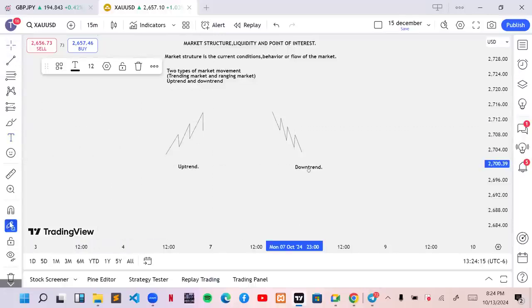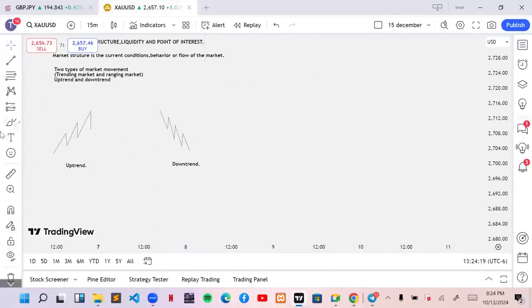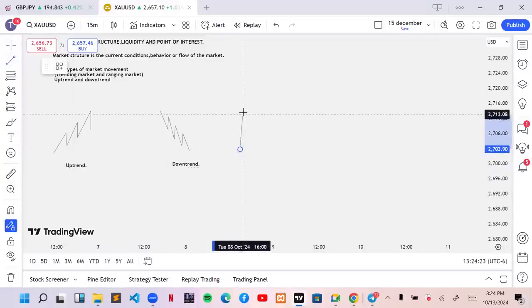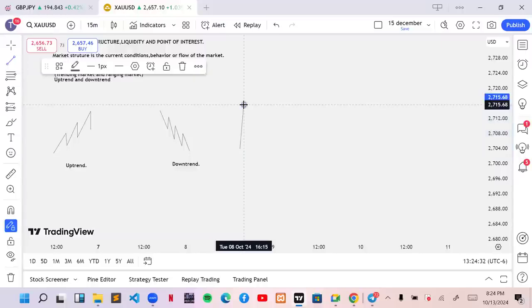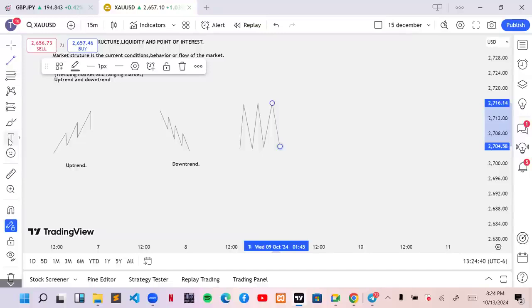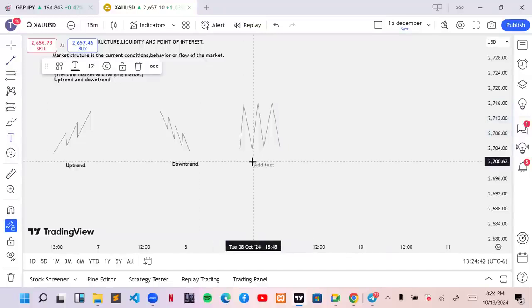And then the third type of market movement is the ranging market. So a ranging market looks a bit like this. It's when the market moves from one range to another. It can be the market moving from support to resistance, from resistance back to support, from support back to resistance, and so on. So this is what a ranging market is. It is a consolidation. It means the market is not trending in any direction. So, a range.